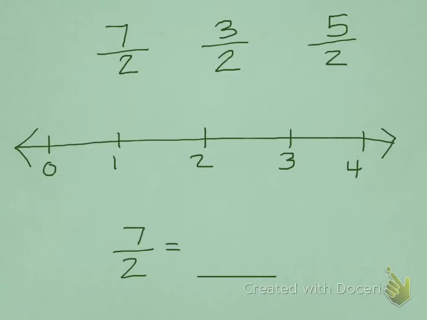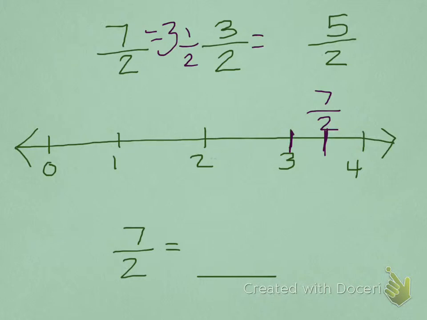Number 1 asks to put each one on the line where they belong. So first we have to figure out what 7/2 equals. 2 goes into 7 3 times with 1 left over, and our denominator stays the same. So if we look here, here's 3. 3.5 is right here. So that's 7/2.